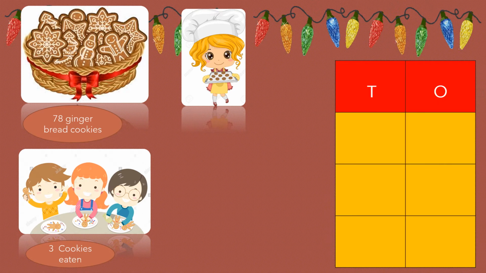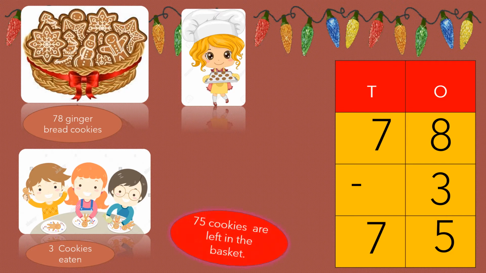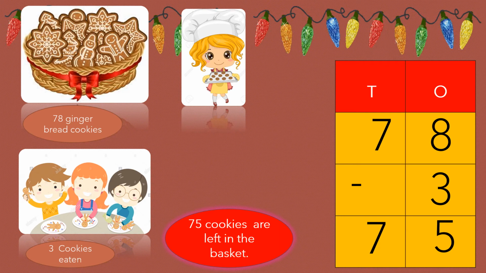This is also a question of subtraction. So in the table here we are going to write the bigger number first, putting the sign of subtraction. Then 3 will come below 78. Now we are going to subtract the digits in the ones column. 8 minus 3 will be 5 and 7 will bring down as it is. Hence 75 cookies are left in the basket.